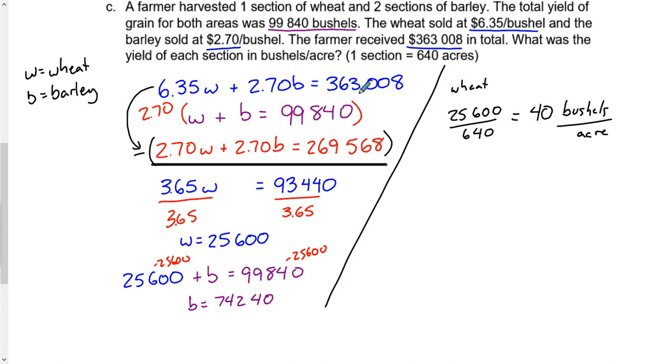If we do the same kind of calculation for barley, the only difference is there's two sections of barley. So we'd have to take our 74,240, two sections, each section being 640. That means that we'd be at 1,280, and 74,240 divided by 1,280. We get 58 bushels per acre. And there we have it.